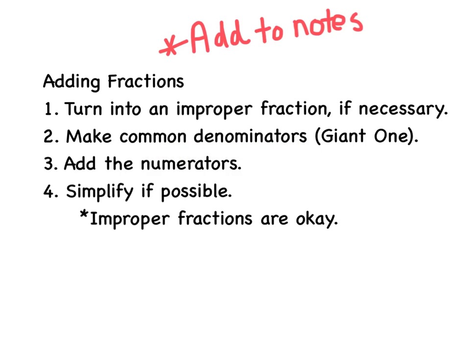The third step is you just add the numerators. Now be careful to pay attention to signs. Sometimes it'll be a positive number, sometimes it'll be a negative number. So focus on the signs in front. And then finally simplify or reduce if possible. And one thing I want to draw your attention to is that it's okay to end with an improper fraction. Improper doesn't mean wrong, so go ahead and leave it as an improper fraction when you're done, and that's perfectly fine, just so long as it's simplified.